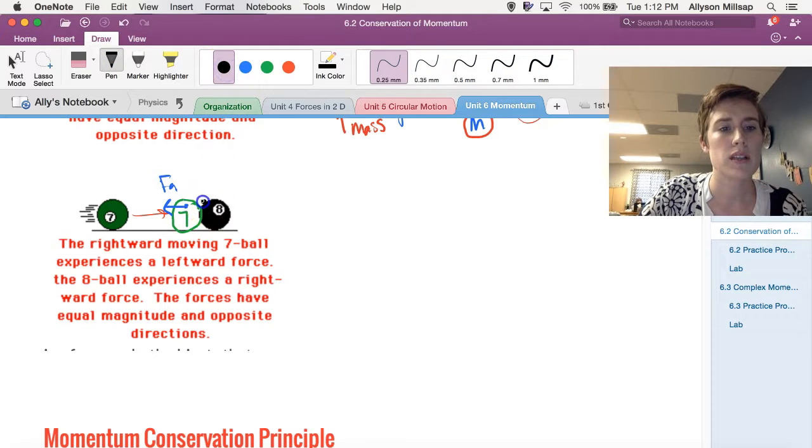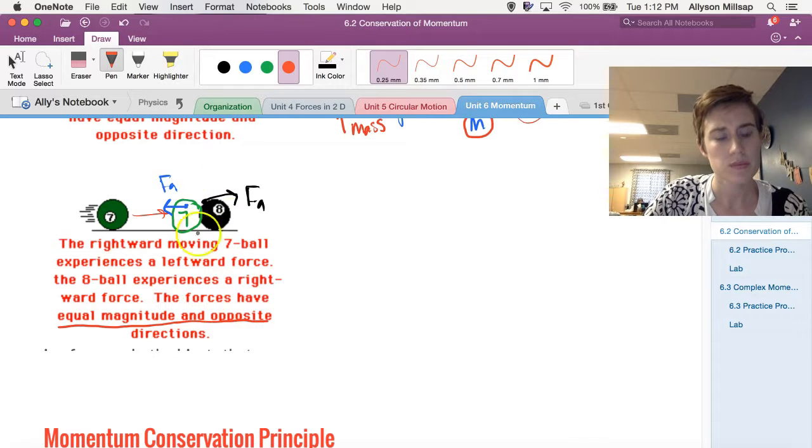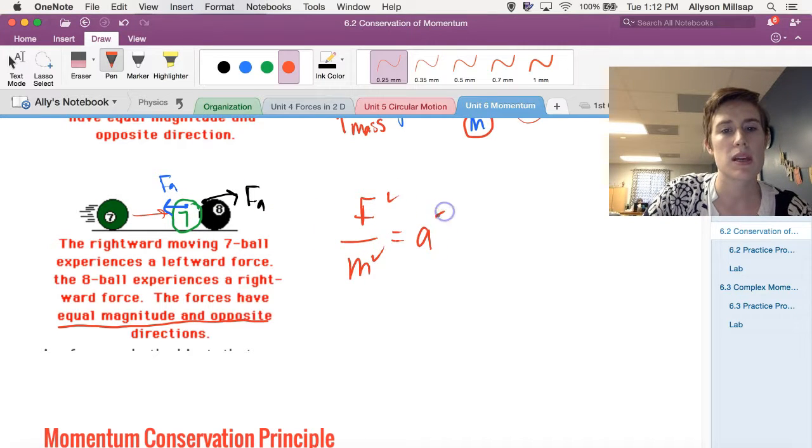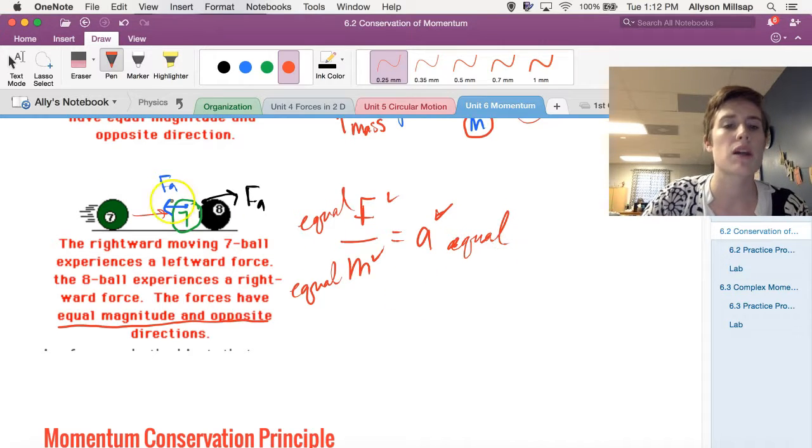The eighth ball is going to experience a push forward because the seventh ball hit it. Okay, and so both of them have equal forces in opposite directions. Their movement might look a little different. If they both weigh the same and they both have the same mass, their acceleration is going to be equal. Okay, so they have equal masses and equal forces, so their acceleration's equal. But their accelerations are going to be in opposite directions.